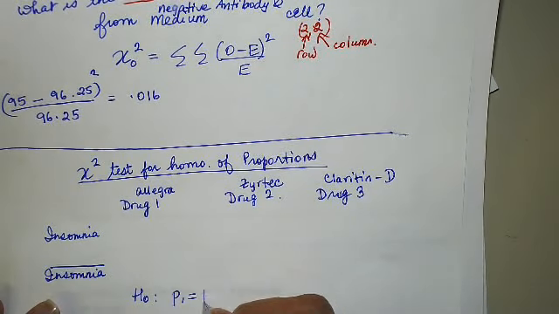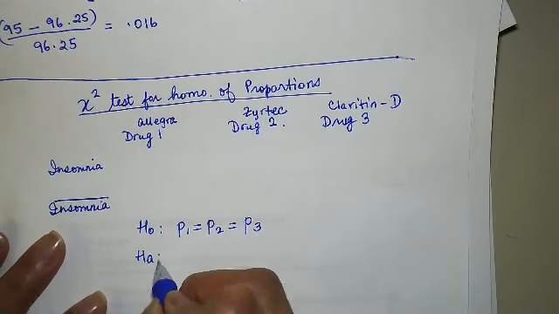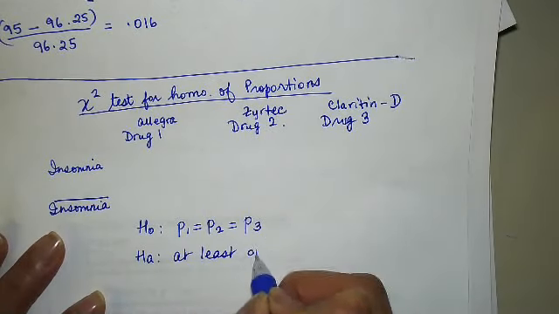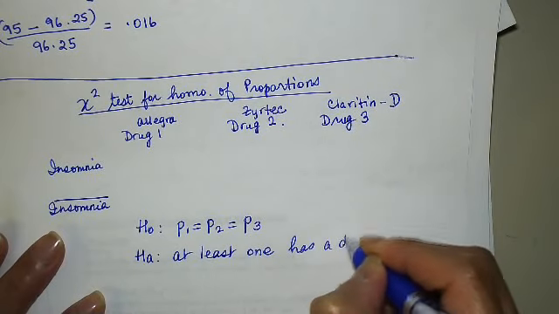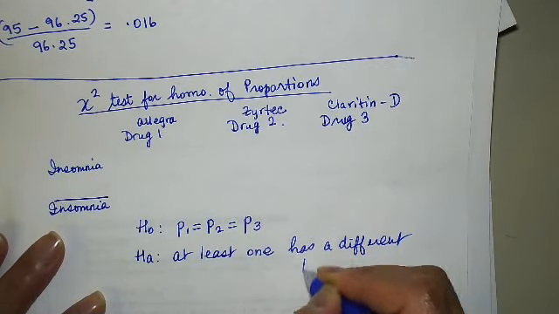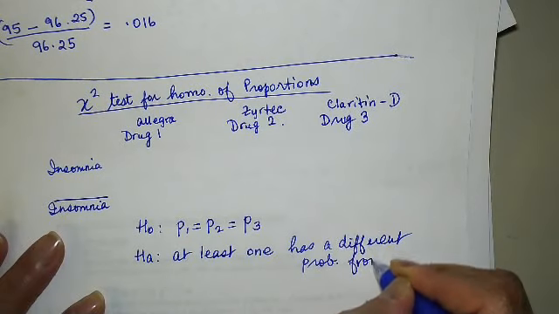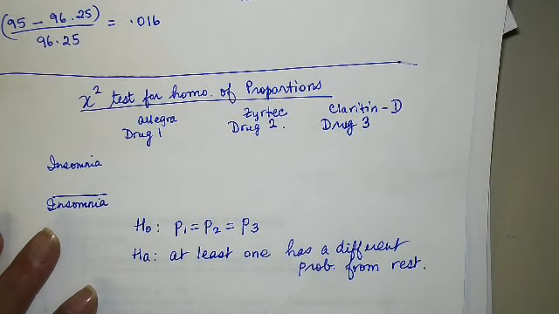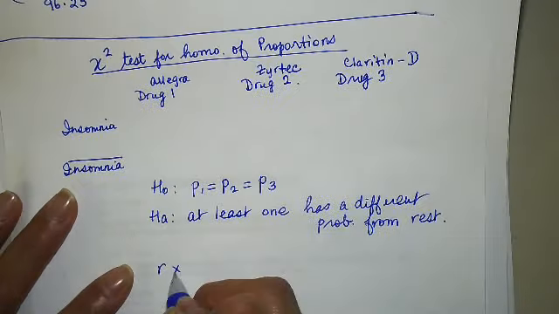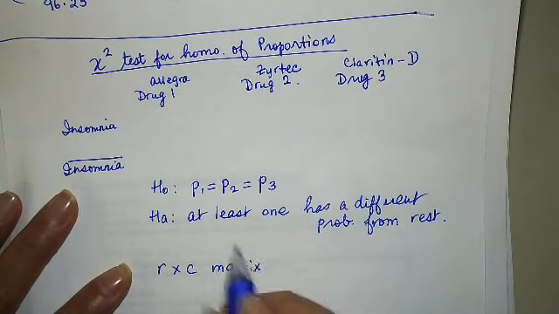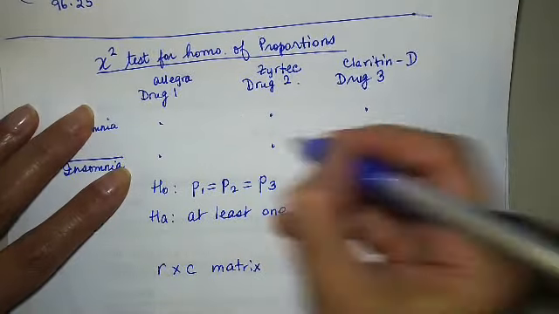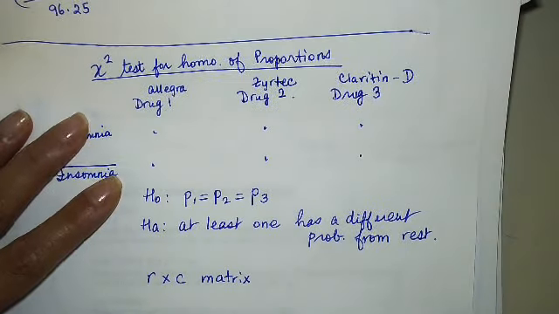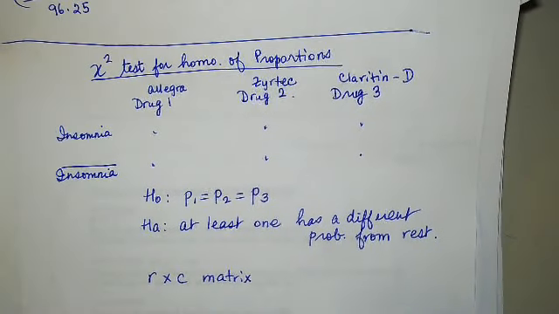Add another drug, why don't you? It doesn't matter. Drug 3. So let's say Claritin D. And I'm interested in seeing if the proportion who experience insomnia are the same for all 3 drugs. So I would say H naught, P1 equals P2 equals P3 versus HA, at least one has a different probability from the rest.